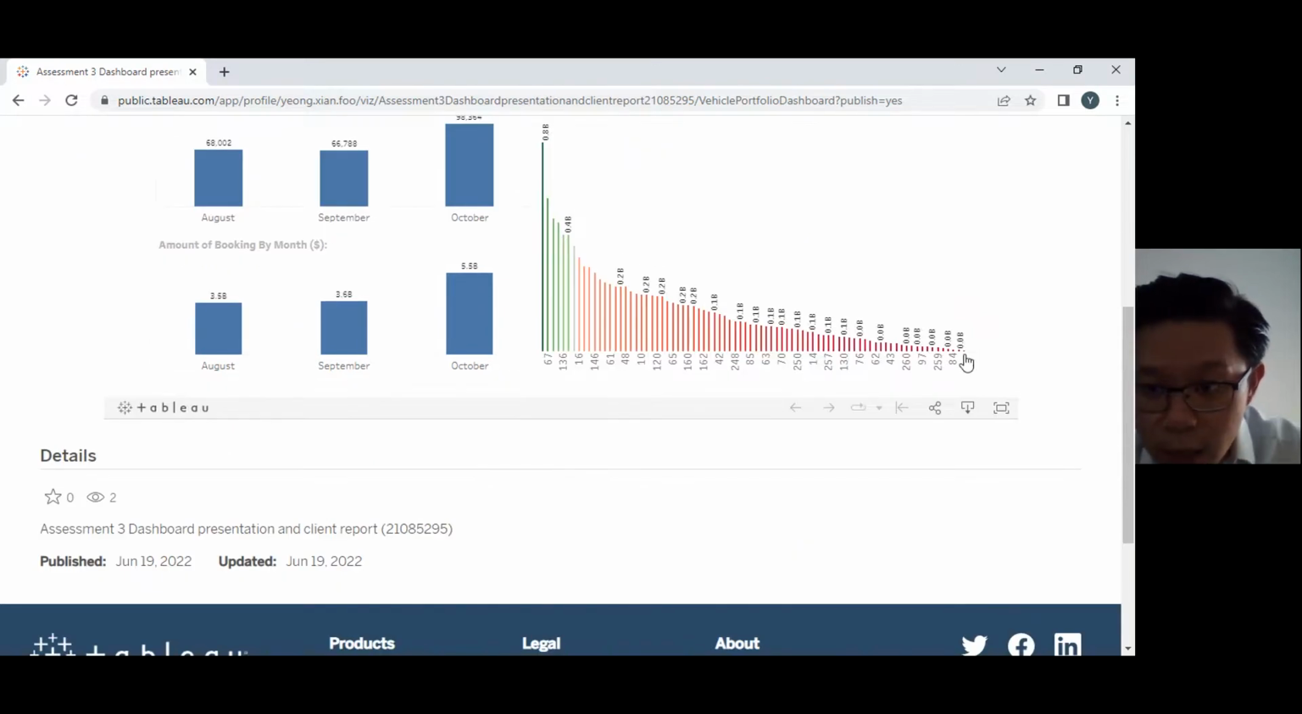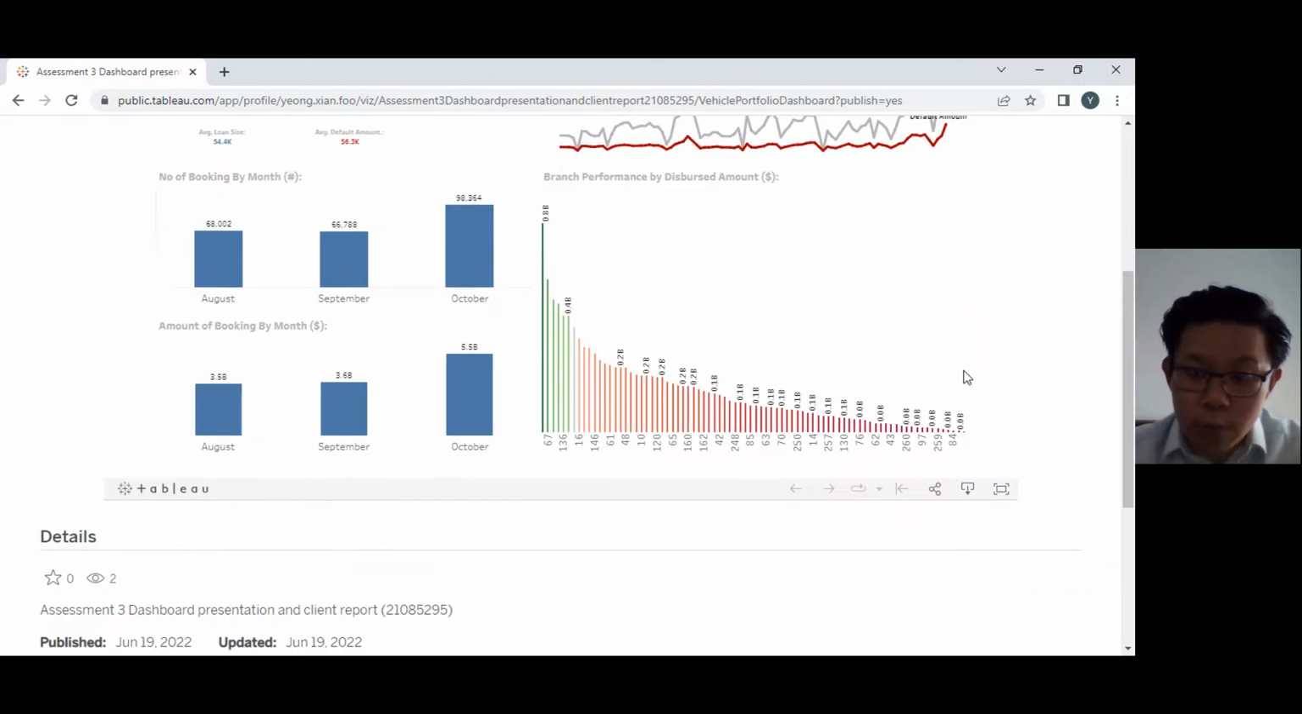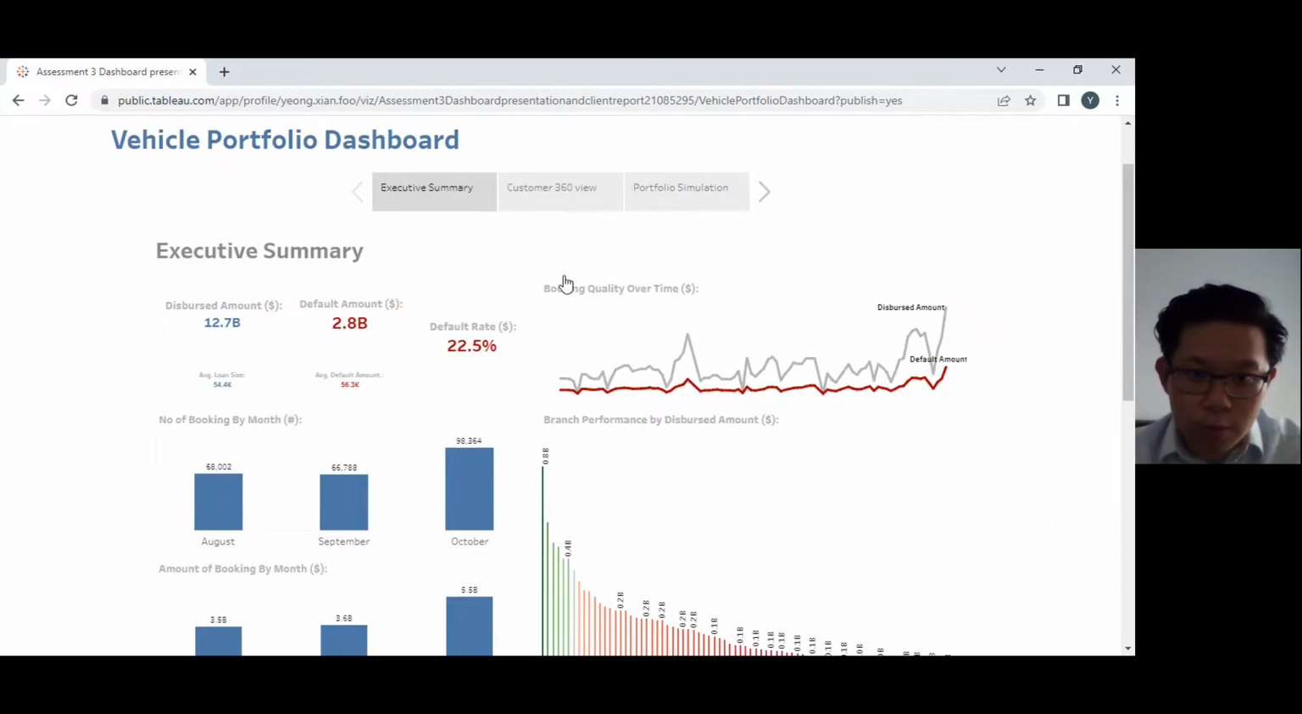However, when we see the red portion, branch 158, 111, and also 84, maybe we can close down those shops because we need at least a minimum amount to run a branch. However, these branches are not producing high disbursed amount, so maybe we can consider closing down these branches.